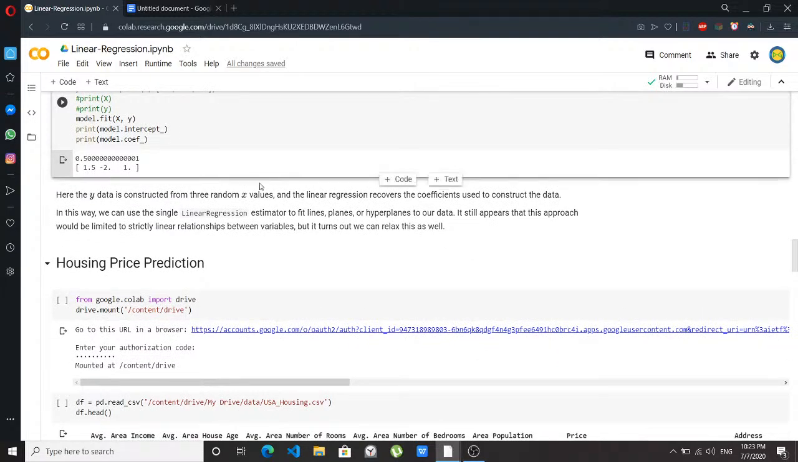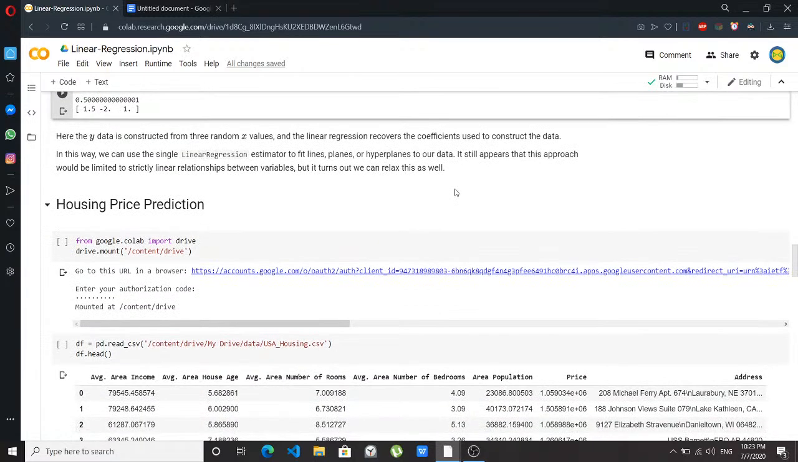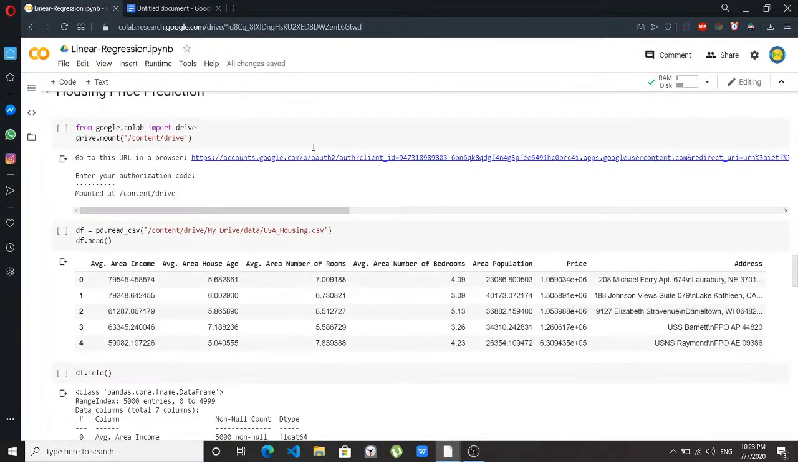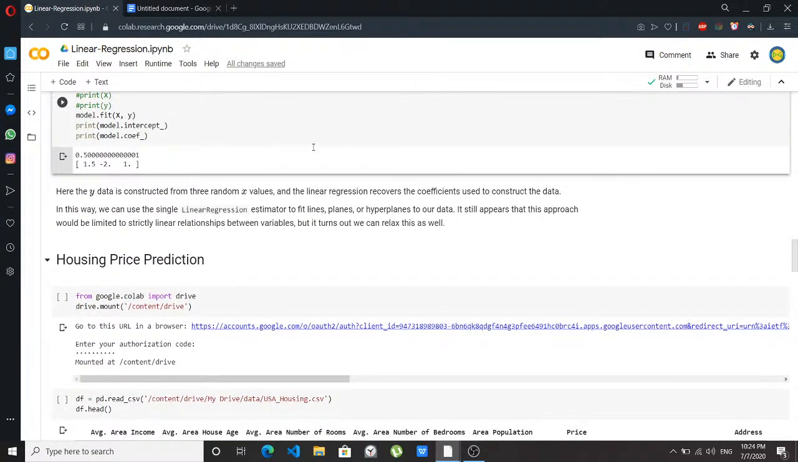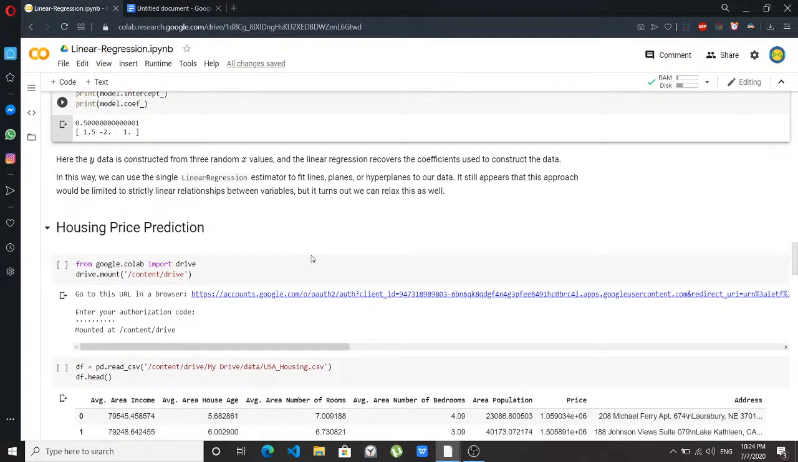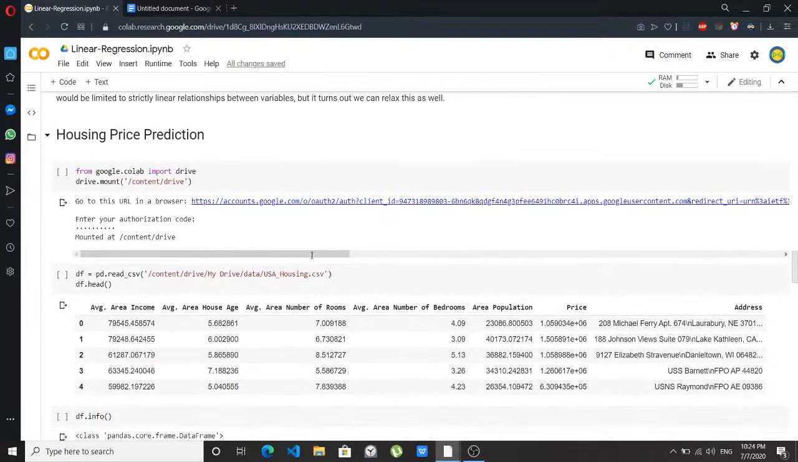Here y is constructed from 3 random values of x, and the linear regression recovers the coefficient that was used to construct the data. In this way, we can use the linear regression to fit lines, planes or hyperplanes to our data. And there are many more regressions to be covered, like multiple categories, robust regression and much more. We will cover these in other sessions, or you can study them on the internet as well.